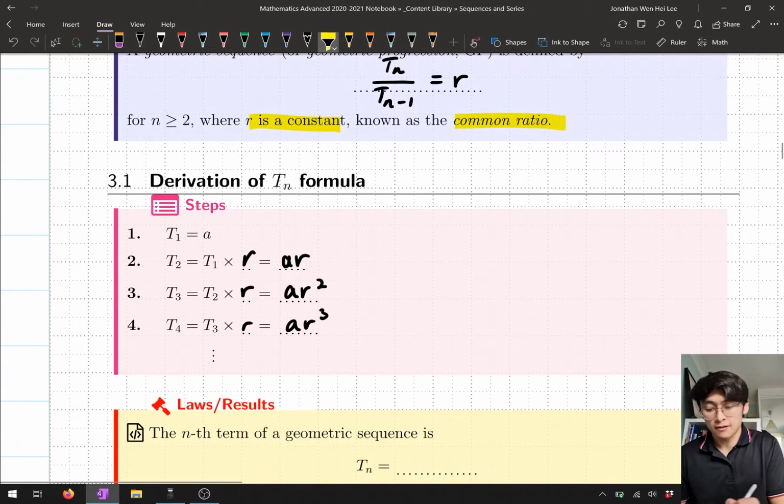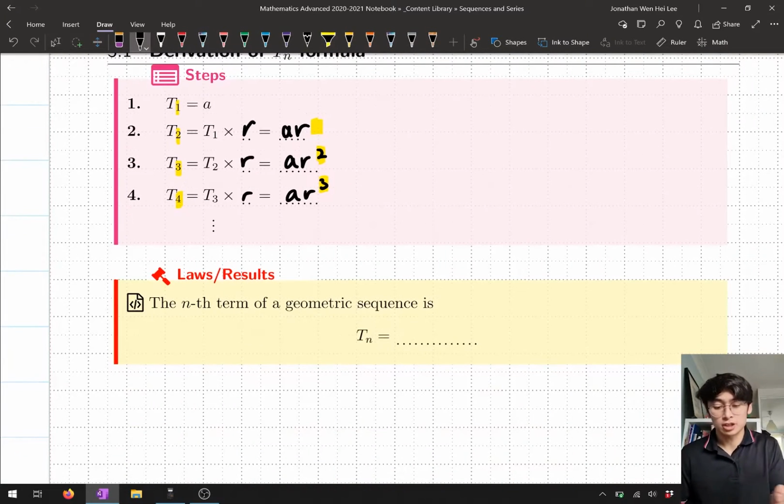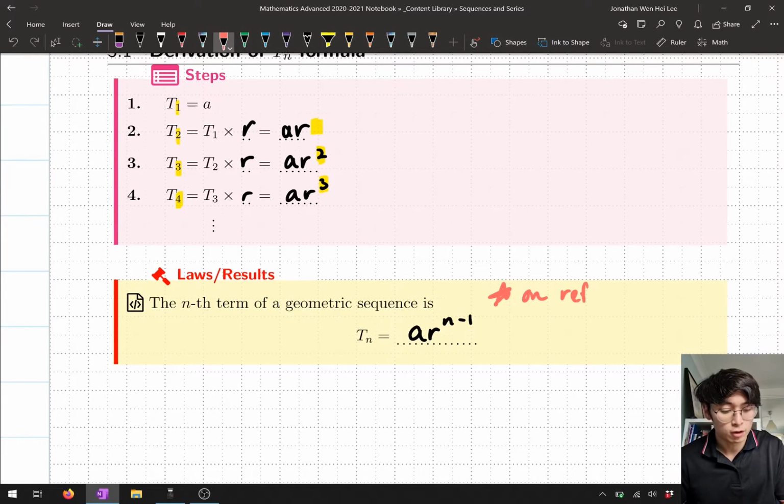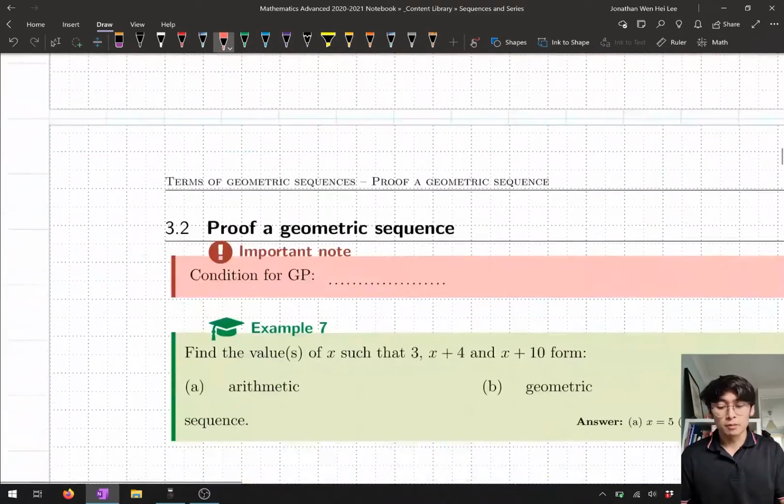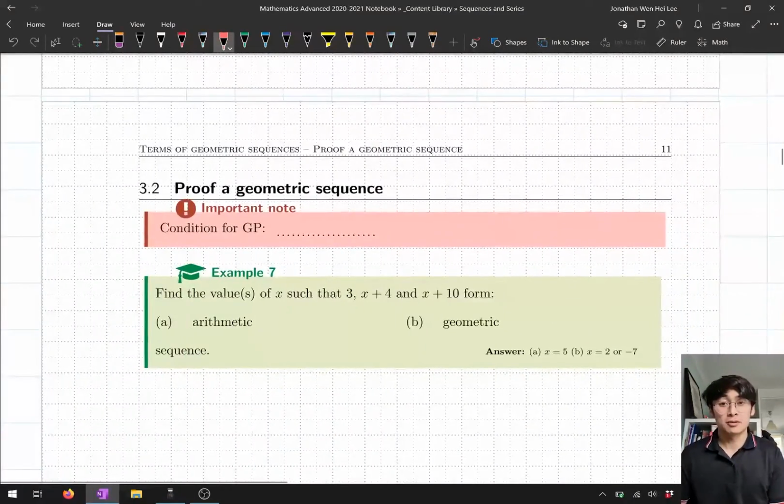Now, just like we did last time, if you have a look at my term and also the power of r, there's a bit of a pattern here. The power of r is just one less than the term that we have. So the nth term of a geometric sequence is a r to the power n minus 1. Now, just like my arithmetic progression, this is on your reference sheet, so you don't need to remember this formula for the nth term in a geometric progression. However, the following part, the proof for a geometric progression, we do need to remember.